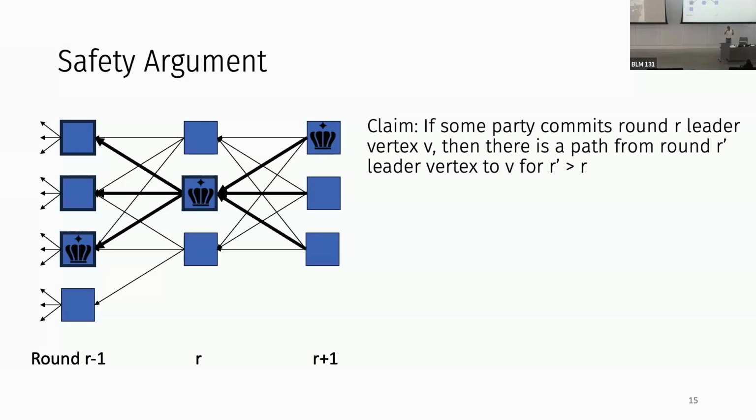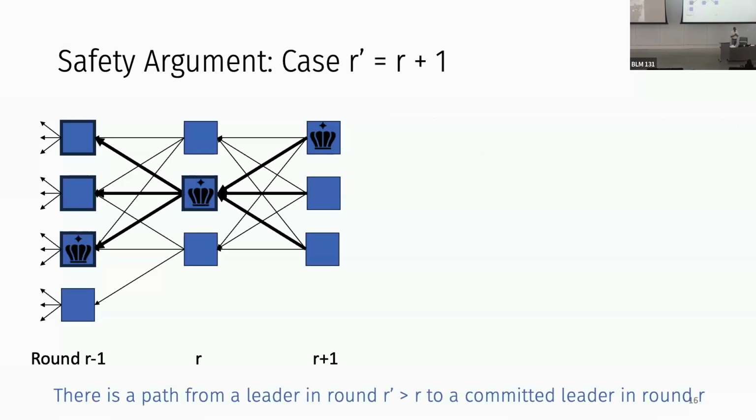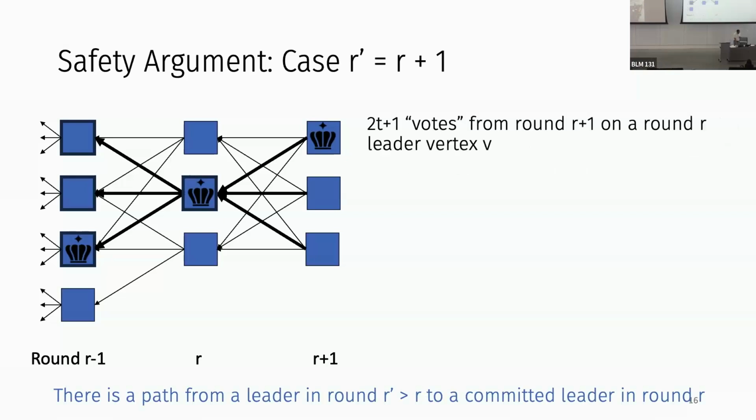Okay, and because when we are committing this higher round leader vertex, we are trying to find a path to a previous leader, what we want to ensure is that this path really exists. So if some party commits a round R leader vertex, then there is a path from round R prime leader vertex to this vertex, and this should hold for any higher R prime. Let us see how we can satisfy this claim, and we'll do this in 2 parts. We'll first talk about when R prime is the immediate next round, and then we'll talk about any higher R prime.